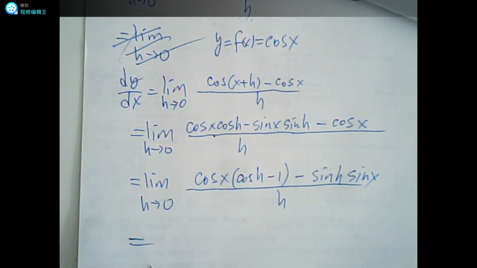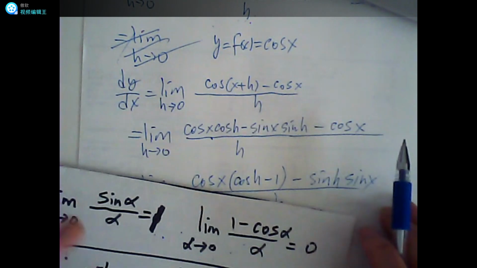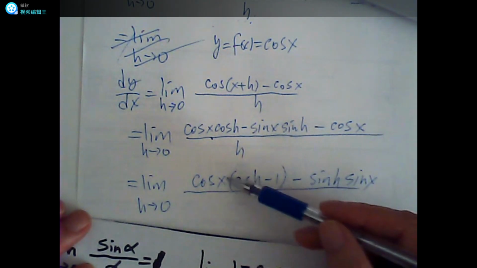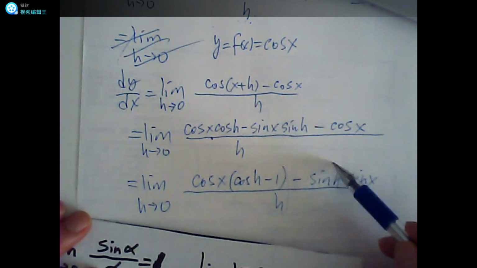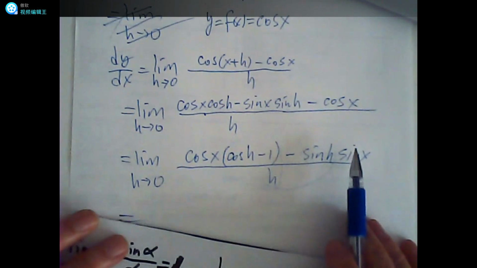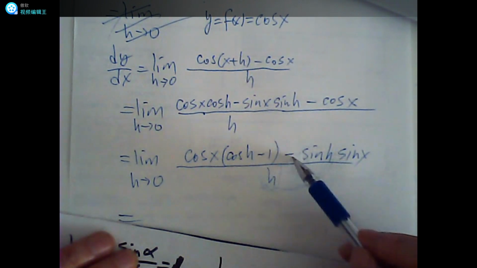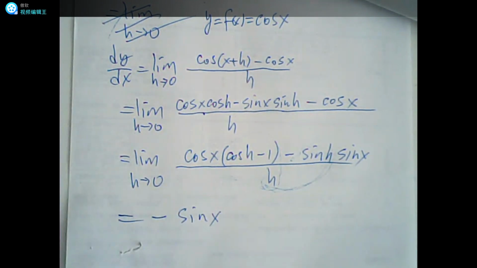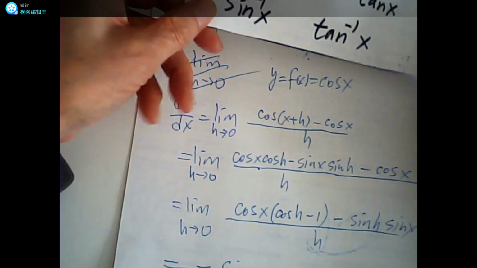And as we showed, this limit approaches 0. So this one approaches 0 as h approaches 0. And sine h over h approaches 1 as h approaches 0. This is 1, so you have a negative 1. This is 0. This is negative sine x. So the derivative of cosine is negative sine. Okay. Next one.